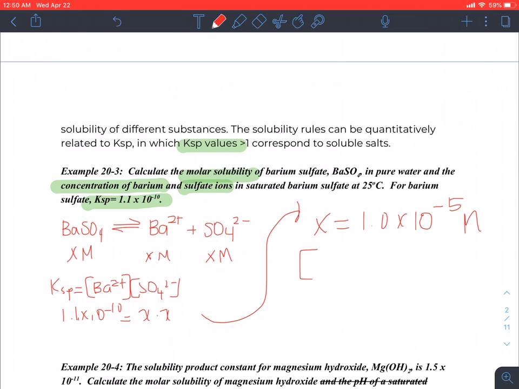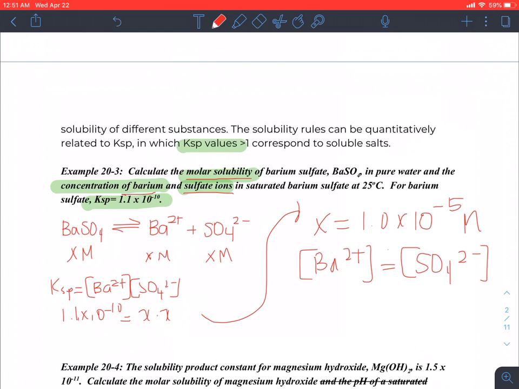This would be the respective concentrations for Ba2+ and SO4 2-. Now it asks to calculate the molar solubility and the concentration of barium and sulfate ions in the solution. So we've answered the problem.